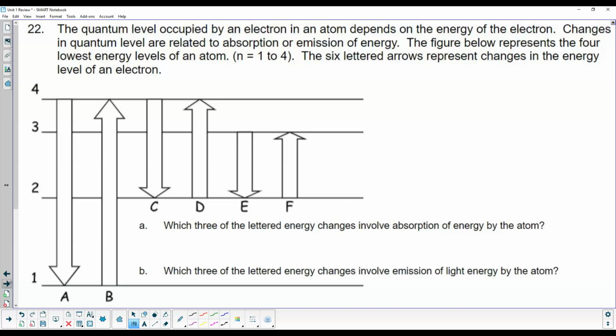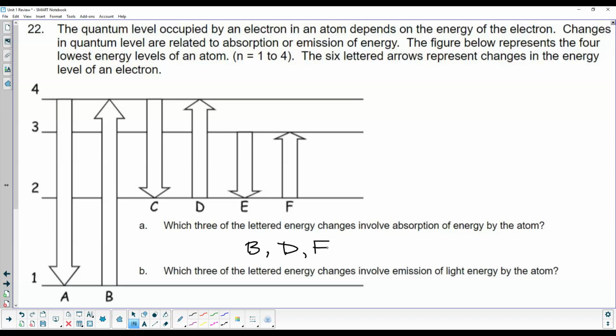So you guys remember, when it absorbs energy, the electrons become excited and they jump up. So which ones are going up? B, D, and F. Okay, then the next part says which of the 3 ones involves emission of light.